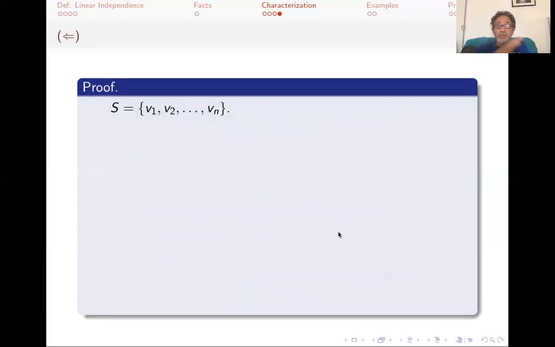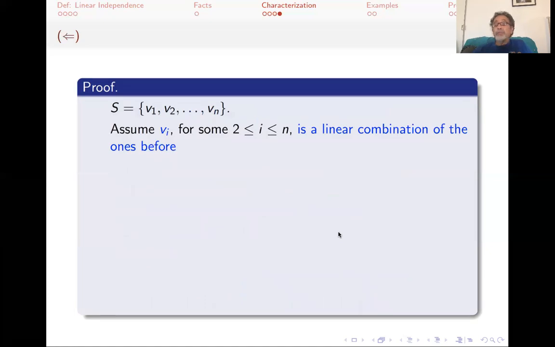This time we can't use anything we just proved. We still have the v1 through vn, but we don't know anymore that it's linearly dependent. In fact, we want to prove that it's linearly dependent. What we do know is that one of them, vi, between 2 and n, again, it can't be the first one because the first one can't be a linear combination of the ones before because there's nothing before it. Assume vi for one of those is a linear combination of the ones before. Now we have to show that S is linearly dependent. What we know is that vi is a linear combination of the ones before.